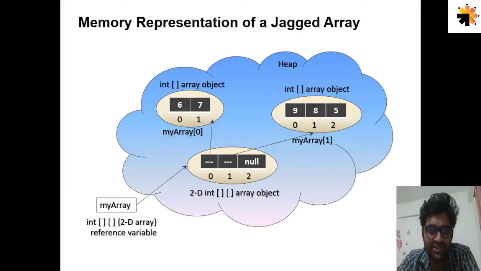Let's see the memory representation of this one. So I've created my array of size 3. We can see 0, 1, 2 will be the base indices, and 0 is holding 6 and 7, and 1 is holding 9, 8, 5, and 2 is null because there is no single dimensional array that is created, so 2 is not holding anything, it is stored with null.